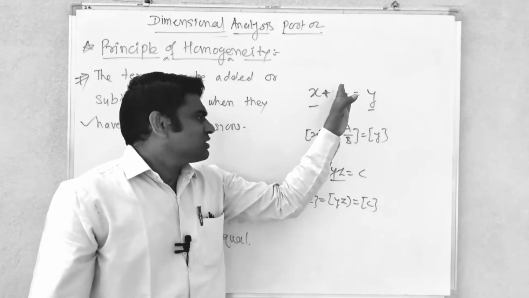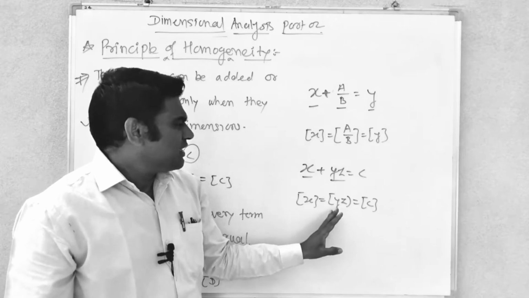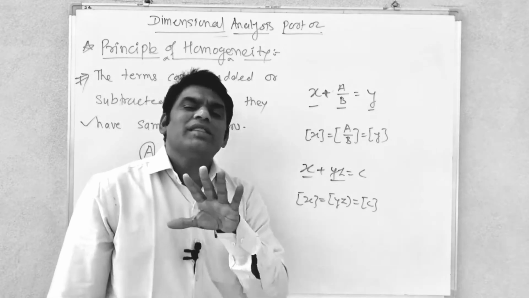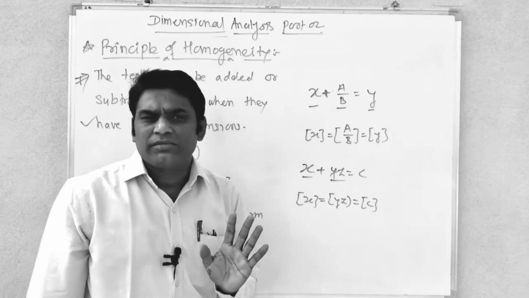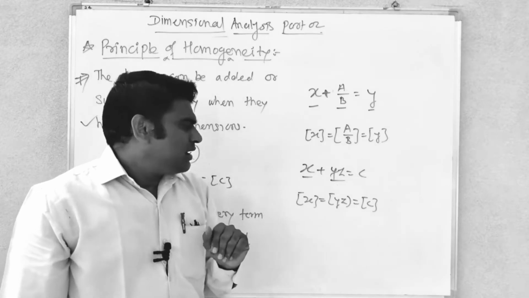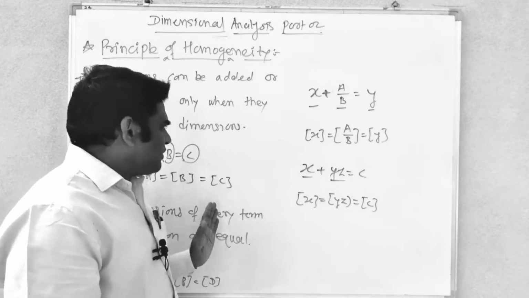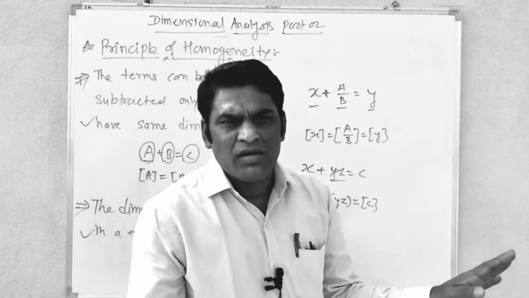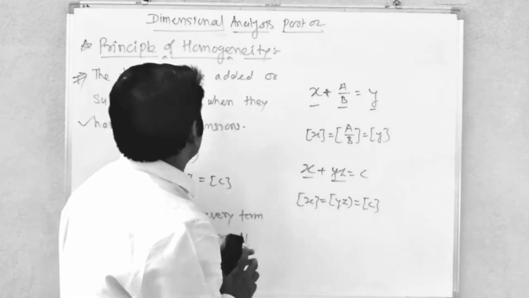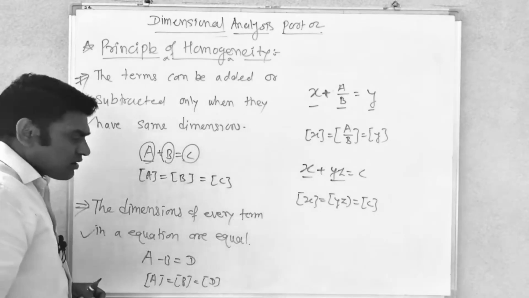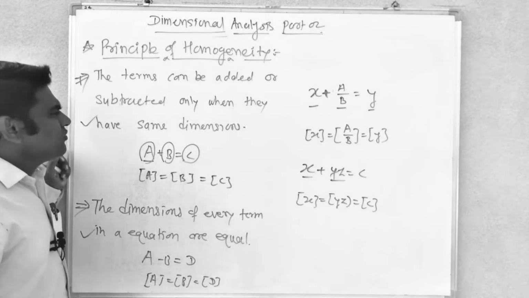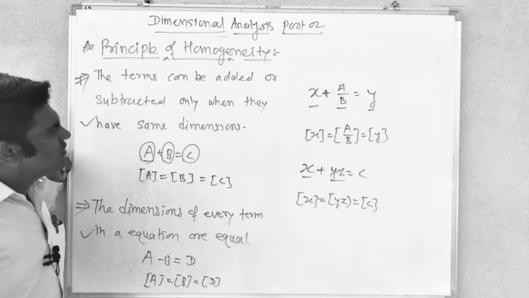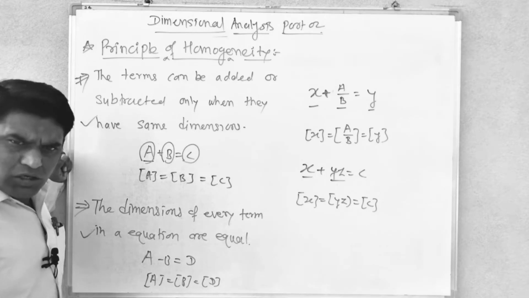We don't bother about this product and this multiplication. We bother about the terms. So terms can be added or subtracted when they have equal dimension. Otherwise we cannot add or subtract. Another thing is the dimension of every term is equal. Clear? No doubt in this. Simple. So we will solve some numericals so that we can remember this equation or this principle easily. Note down this.